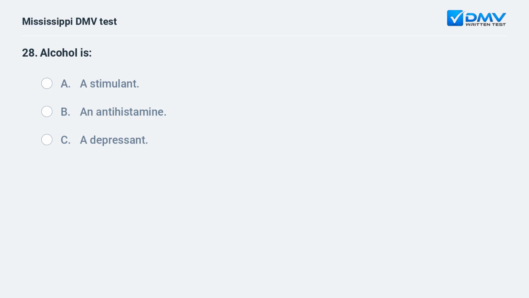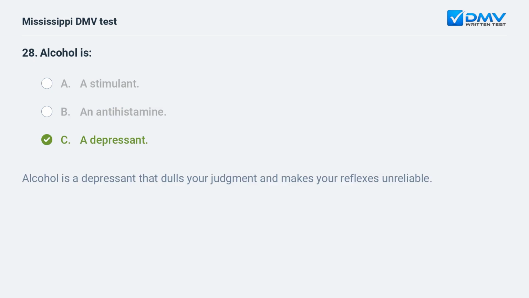Alcohol is A. A stimulant. B. An antihistamine. C. A depressant. C. A depressant. Alcohol is a depressant that dulls your judgment and makes your reflexes unreliable.